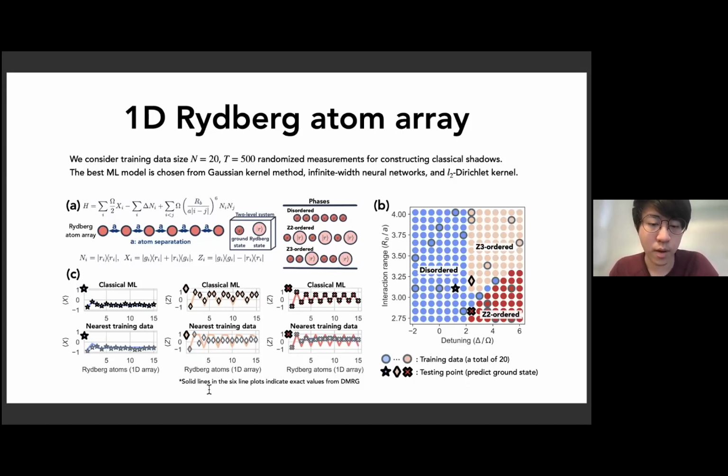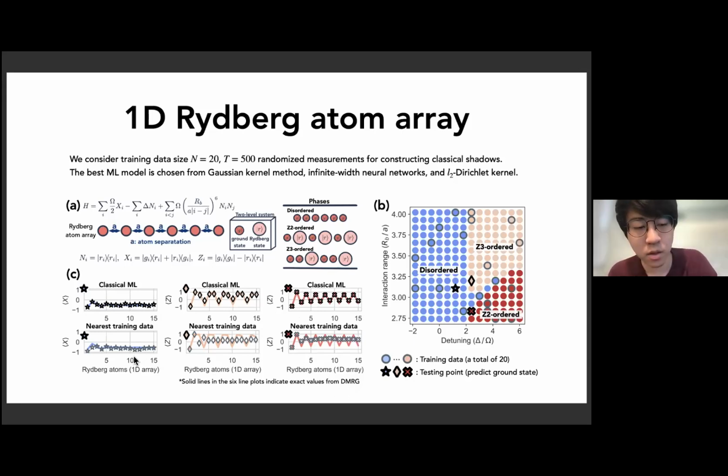We also compare it with exact values computed from DMRG, and it's shown as the solid lines. One could see that by using a classical machine learning model, without any knowledge about quantum physics, it can produce similar results as the values from DMRG.